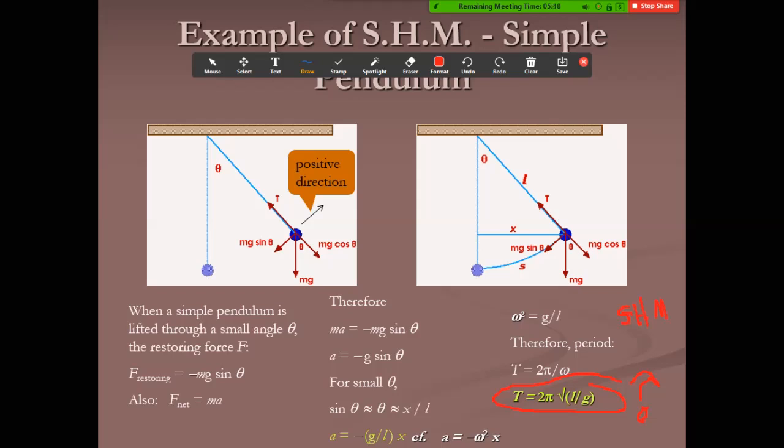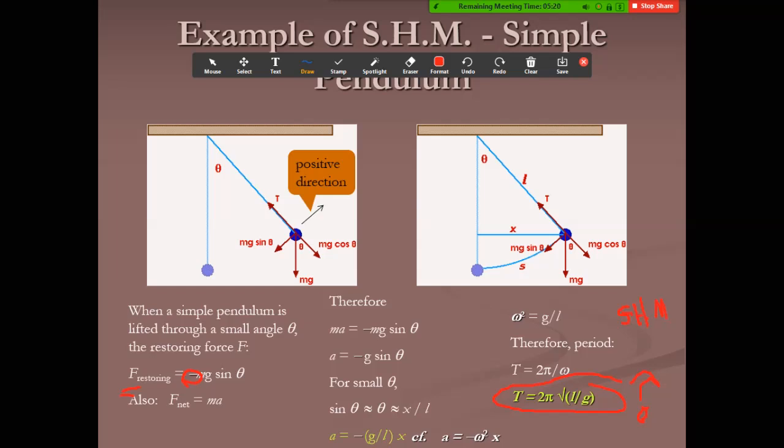The force which is trying to pull the object back is negative mg sine theta. This is something new. This is called the restoring force. Restoring force means never allowing the object to move away from the origin. In physics, restoring force is always negative, trying to pull it back towards the equilibrium. That's why we put negative.